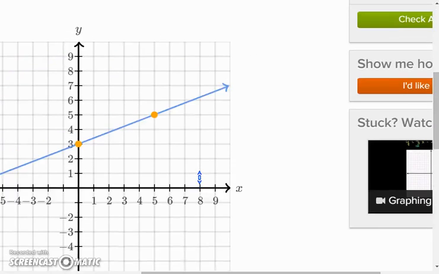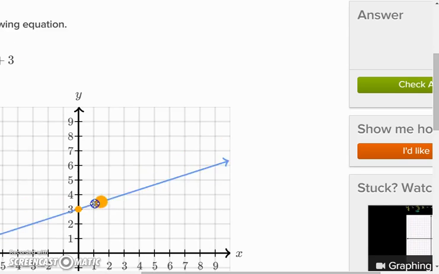And I'm going to let Jonathan do the next one. So the second dot, I start at 3. From 3, I go up 1 and sideways 2, and there's my line. It's a line that starts at 3, goes up 1, sideways 2.